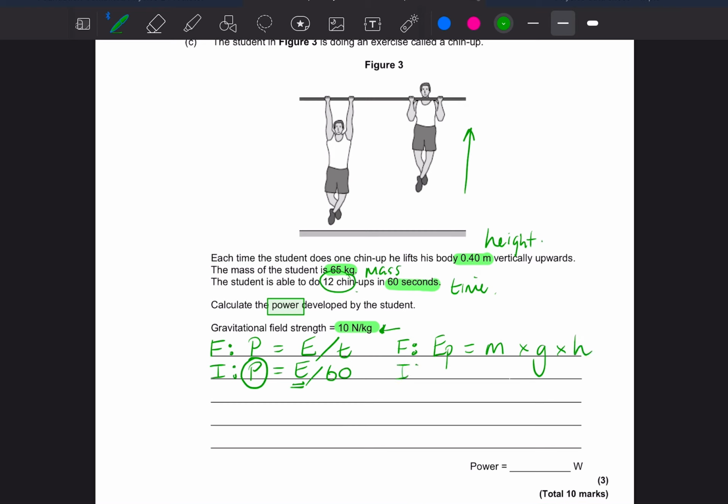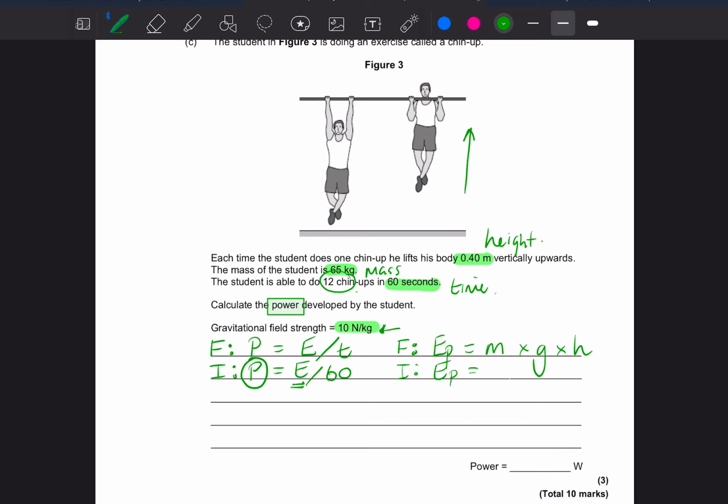So input our values. We don't know energy. Now it's EP, it doesn't matter that it's potential. Energy is energy. So remember conservation of energy. The idea that in a closed system, the energy before is equal to the energy after, just like the idea of conservation of momentum. Before is equal to after. And conservation of mass in chemistry. It's always the same idea. So it doesn't matter that it's potential energy because it's energy.